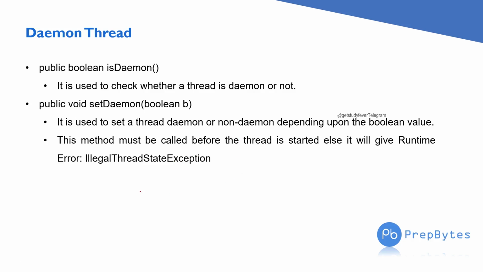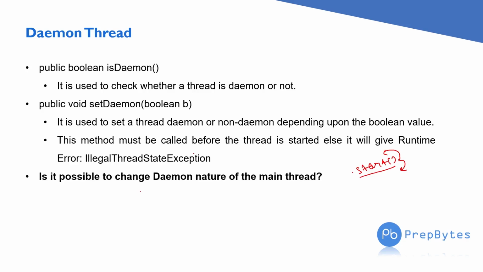Next, this method must be called before the thread is started, else it will give a runtime exception, that is IllegalThreadStateException. So this method has to be called before start. If it is called after start, it will give the exception IllegalThreadStateException.